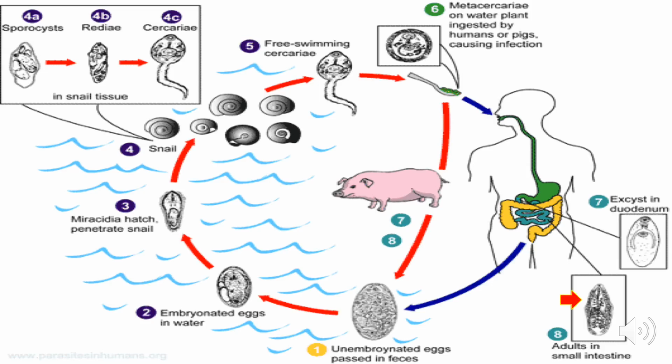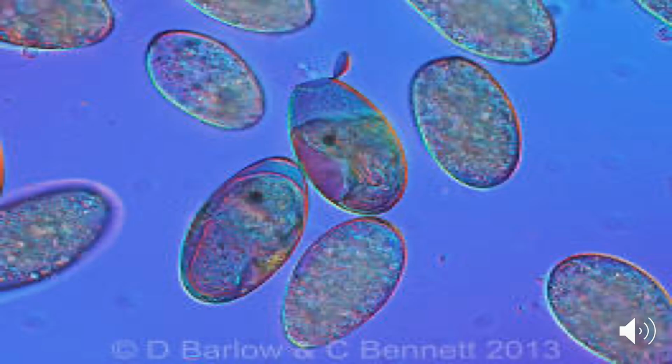And once ingested by humans, the metacercaria will mature to form the adults, and these adults will produce the ova, and the life cycle will again continue. This is a picture of an ovum that has already opened up its operculum because it's about to release the ciliated stage, which is the miracidium.